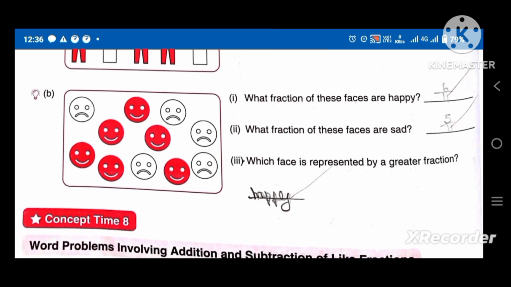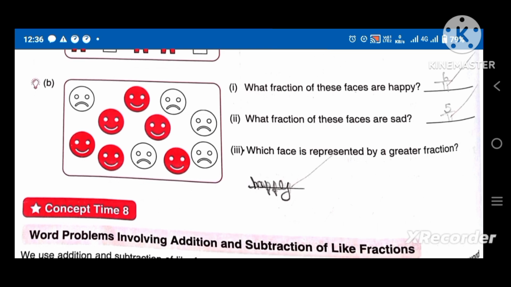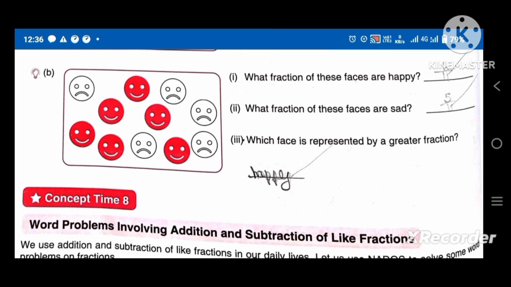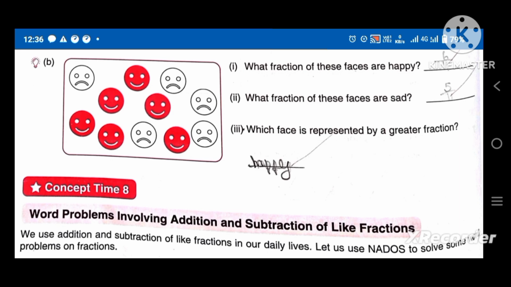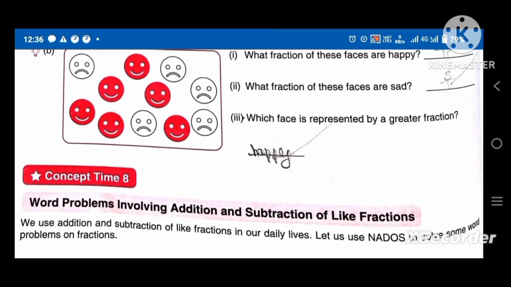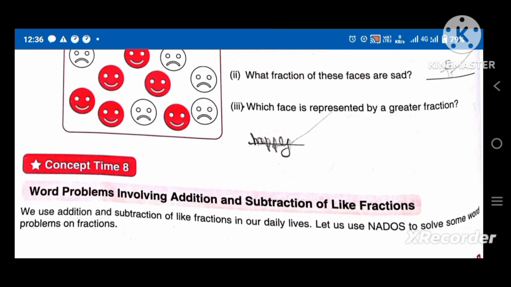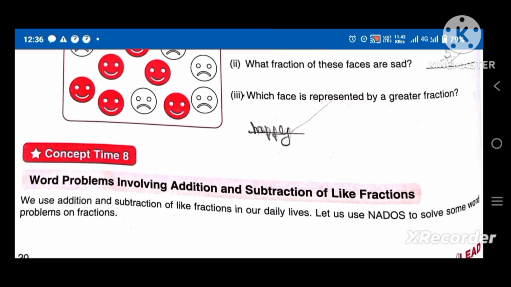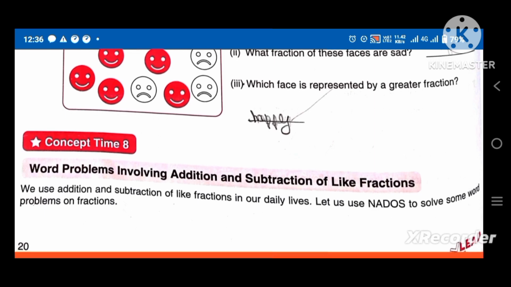B. What fraction of these faces are happy? Happy faces are 6. The total number of the pictures is 11. So 6 by 11. Second one, what fraction of these faces are sad? 5 by 11. Which face is represented by a greater fraction? Happy faces, 6 by 11.